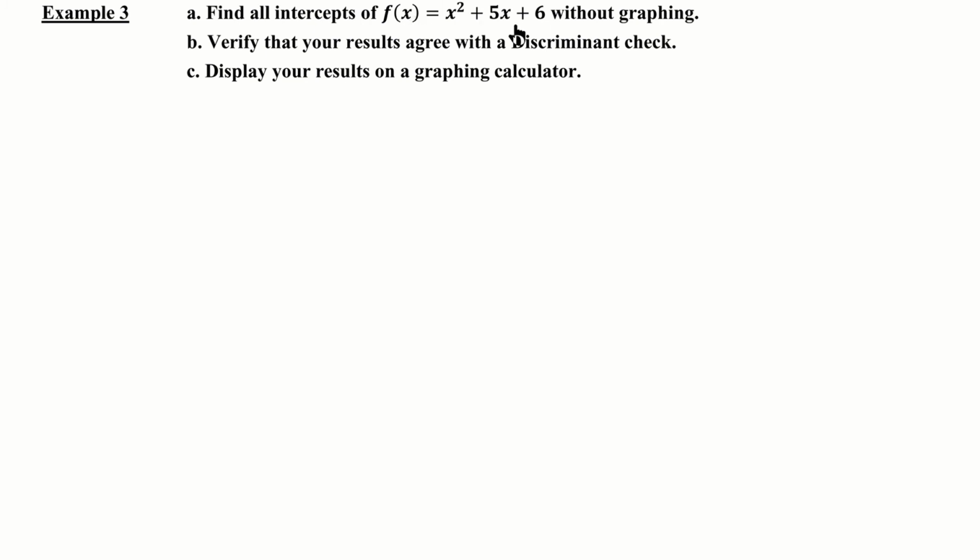So here we have a quadratic function that we want to find all the intercepts for. Of course, when we mean for this, we mean for the graph of this function, the parabola, and we want to do it without graphing. And then we're going to verify our results with a discriminant check, see if it agrees with that rule, and then we're going to display the results on a graphing calculator.